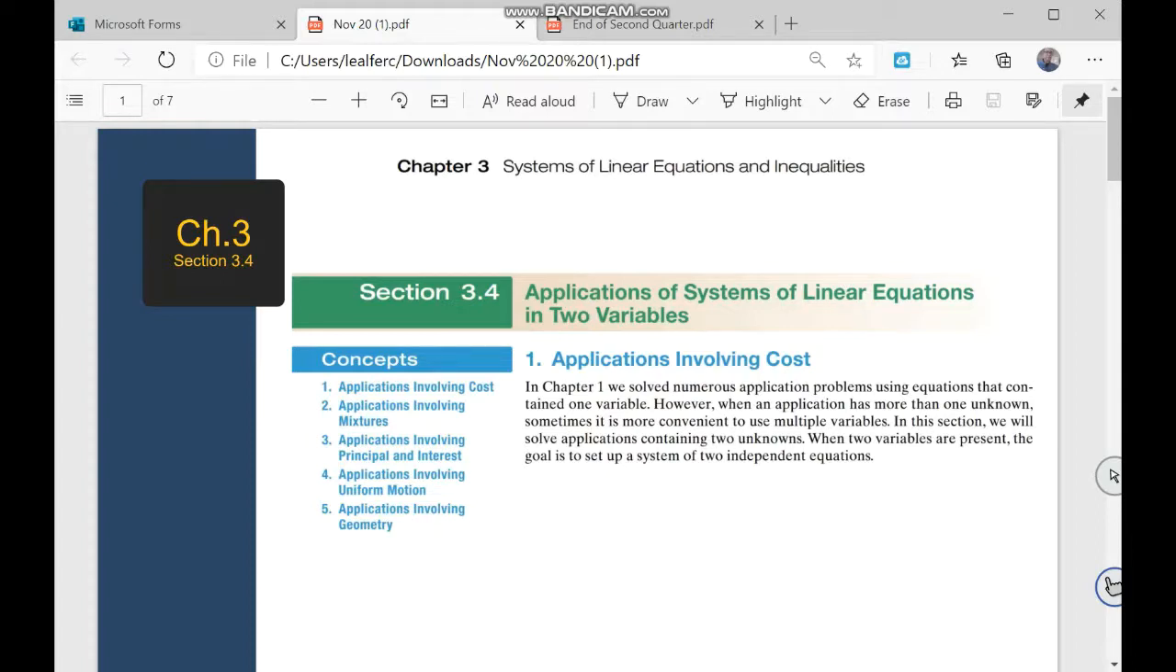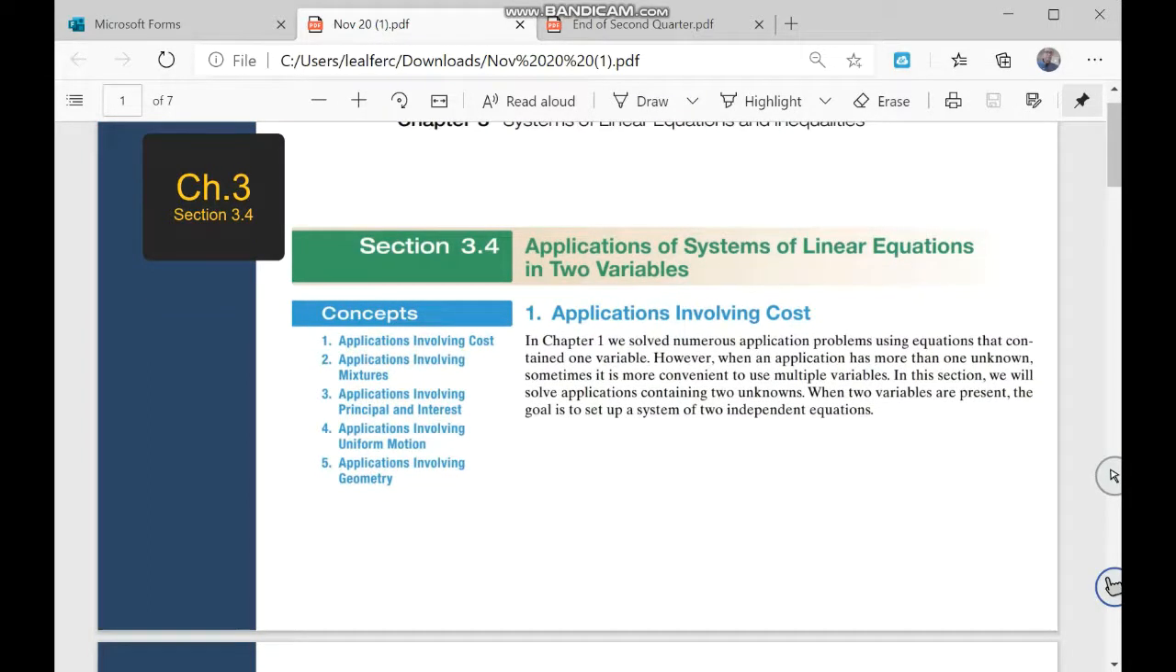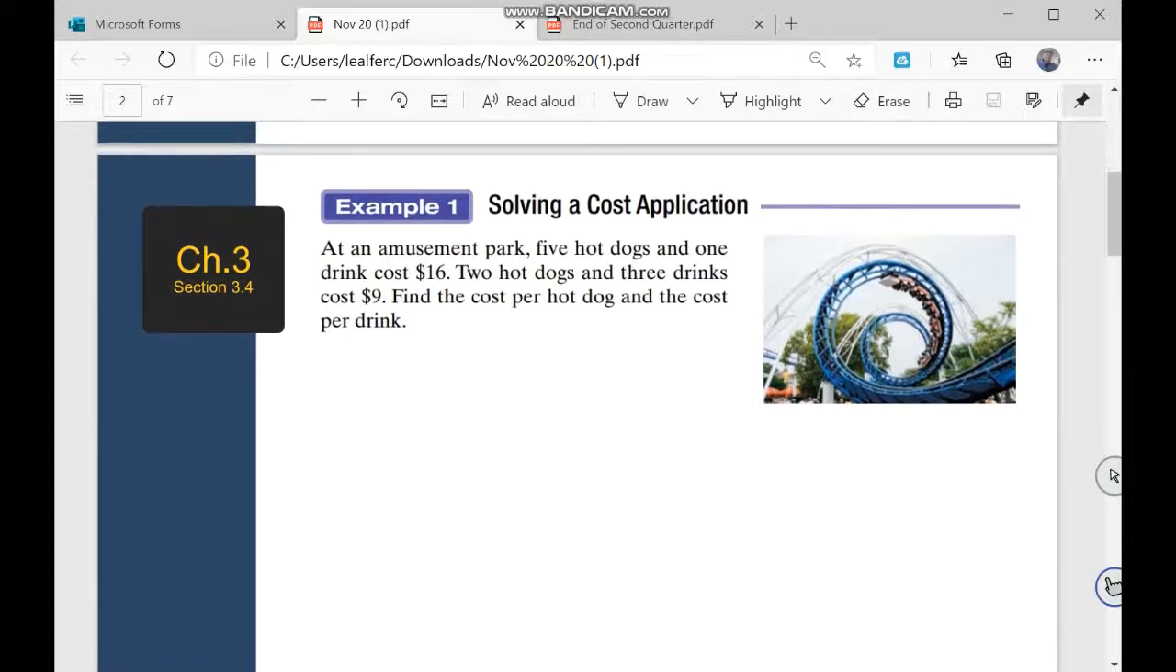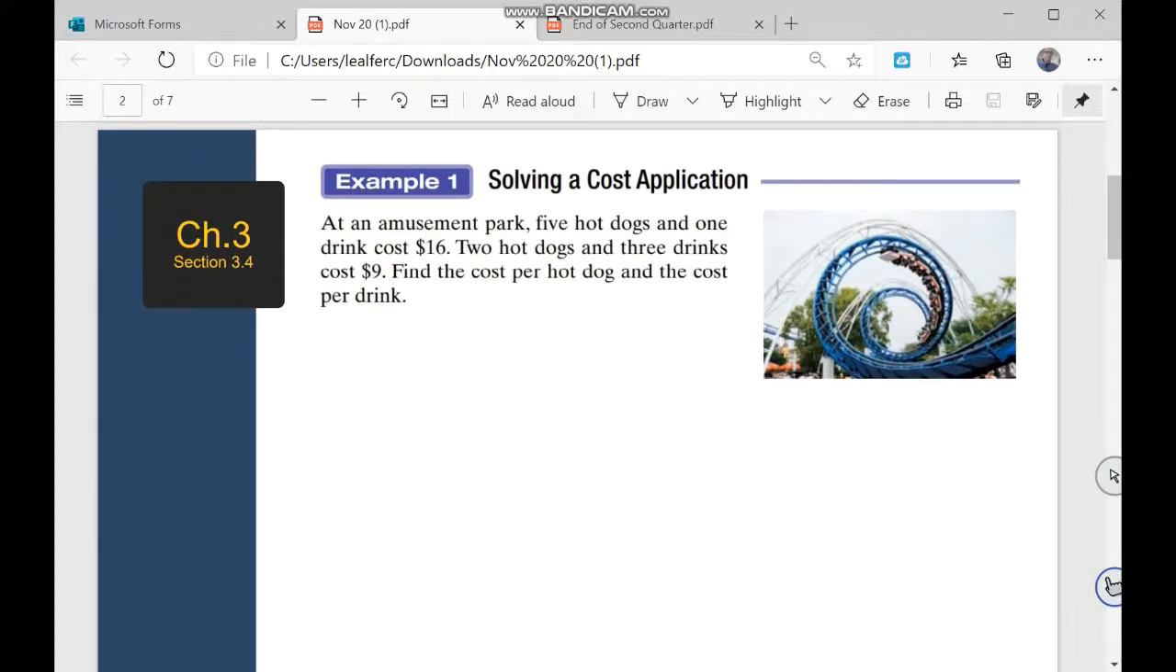Yes, there are several applications involving costs, mixtures, involving banking, money, involving physics, uniform motion, involving geometry. So several real-life applications that you're gonna use, you're gonna apply this knowledge. And again, being honest, just between us, some applications that you can find on tests or on books are a little bit silly, like this one.